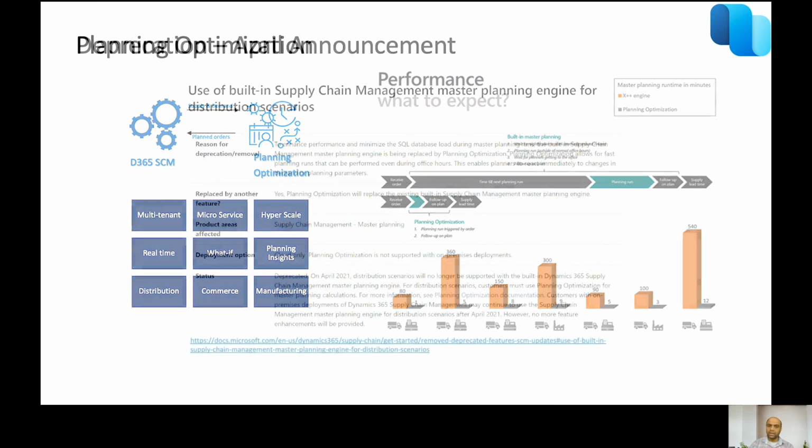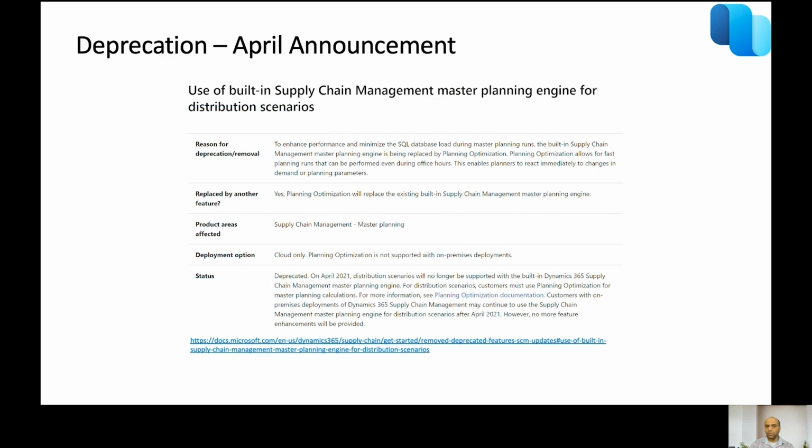A call out with regards to this is, with us making general availability of the planning optimization around distribution and retail scenarios, we had announced the deprecation of the master planning capability for customers using it against those scenarios. And if you haven't come across the deprecation announcement, there is a link at the bottom of this that I would highly recommend, and that also talks about how you can approach your transition from the classic planning of today's master planning capability into the planning optimization.